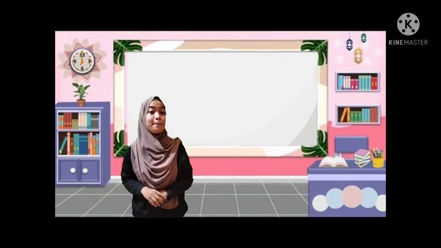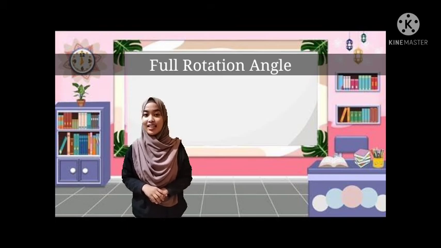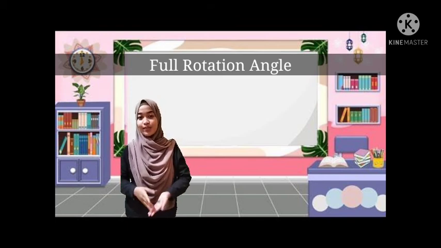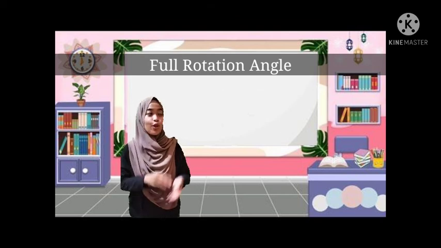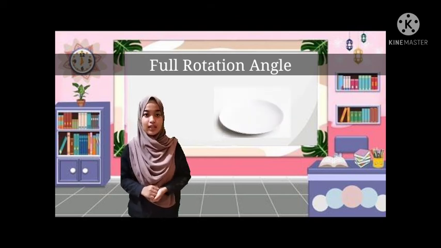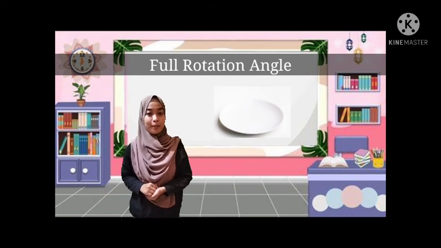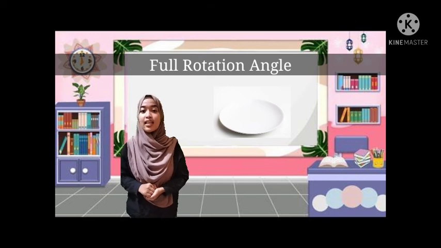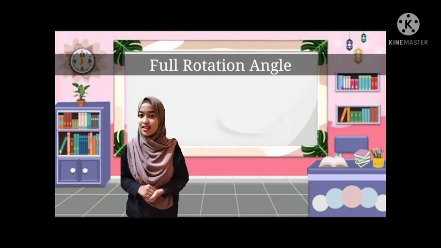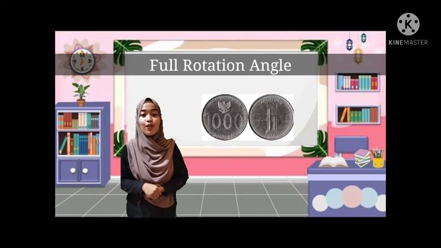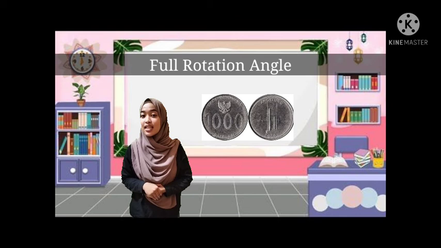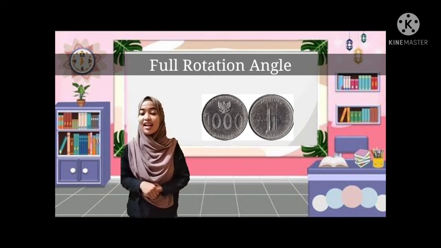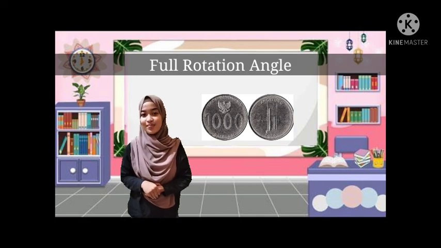The next is the application of full rotation angle in daily life. First, plate. Look at the following picture. The angle formed by the plate is an angle whose measure is exactly 360 degrees. Second, coin. The angle formed by a coin is an angle whose measure is exactly 360 degrees.